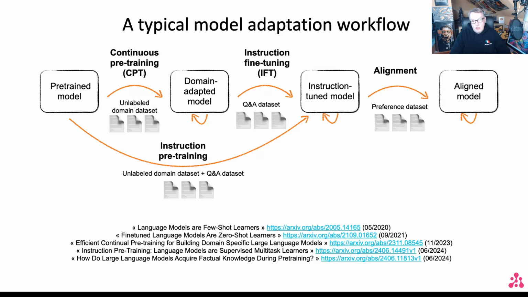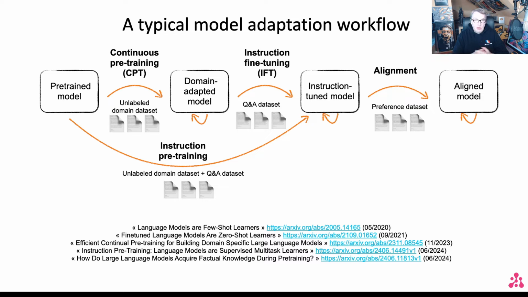To set the scene, this is really the problem we're trying to optimize. A typical model adaptation workflow involves different steps. So most of the time you will start from a pre-trained model, a good model that you found maybe on Hugging Face, maybe a model you pre-trained yourself, and you need to push it through a number of different steps to specialize it for the particular problem you want to solve.